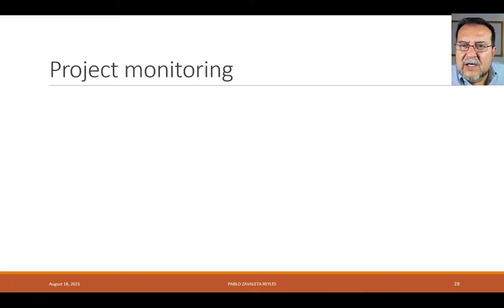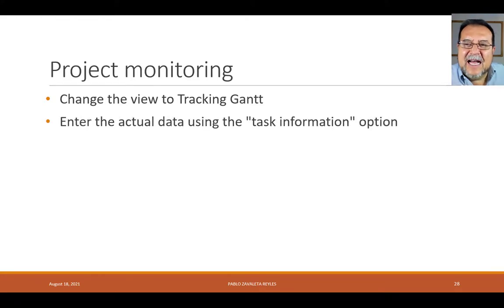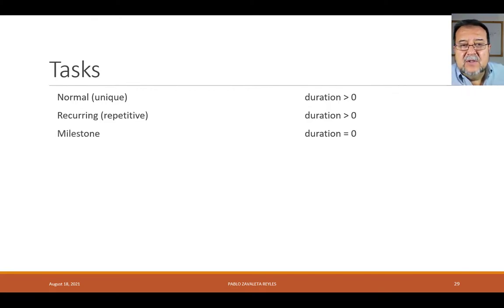Now, regarding project monitoring, always remember you need to change the view to tracking Gantt. There you will enter the actual data using the task information options, and then you can print the reports. Remember that the tasks are of 3 kinds in Microsoft Project. The normal, each task is unique, let's say with a duration greater than 0, of course. The recurring or repetitive, let's say meetings, all that kinds of stuff, again duration greater than 0. And the milestones, where the duration is equal to 0.